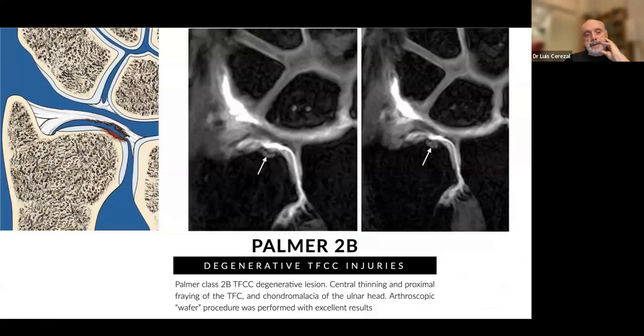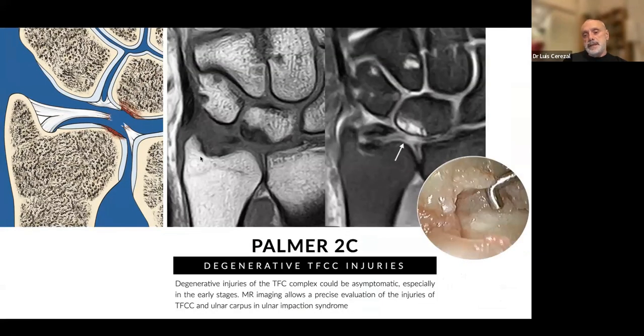carpal arthrosis. On MRI, this is a common diagnosis, but remember once again, it could be asymptomatic. This is a Palmer class 2B with irregularities on the proximal aspect of the TFC and chondromalacia, a focal cartilage defect on the ulnar head. This is a typical, and in this case very symptomatic, Palmer class 2C with extensive perforation of the central TFC and secondary chondromalacia and secondary changes on the ulnar aspect of the lunate with subchondral cysts and sclerosis.